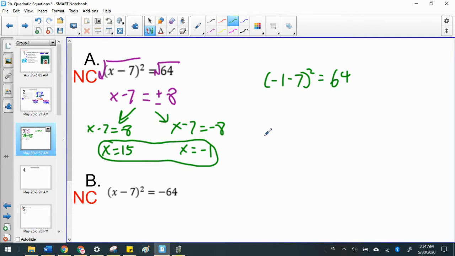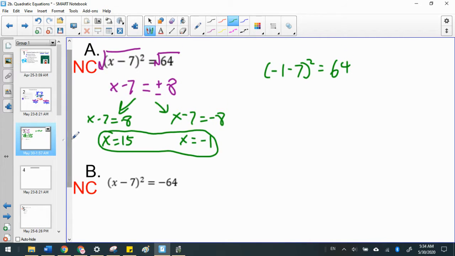After I do the next problem, I will show you a rule of thumb that shows you when you don't have to check your answers. So for now, for A, the answer is x equals 15 and x equals -1.